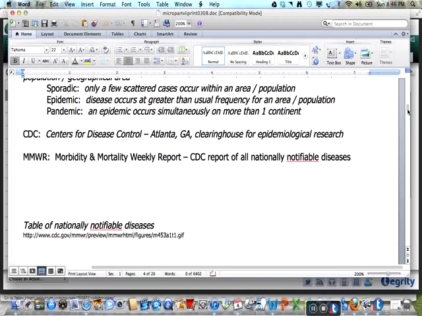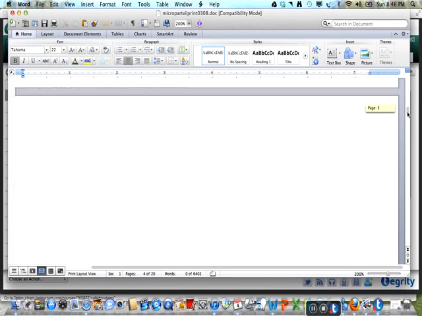The CDC, or Centers for Disease Control, are located in Atlanta, Georgia, in the United States, and is the clearinghouse for epidemiological research. They publish the MMWR, or Morbidity and Mortality Weekly Report, with the statistics of all nationally notifiable diseases. An example table of nationally notifiable diseases can be found in this section of your notes here.